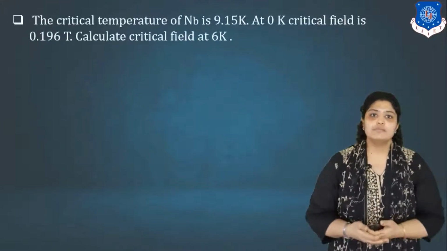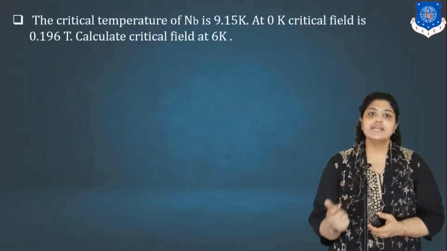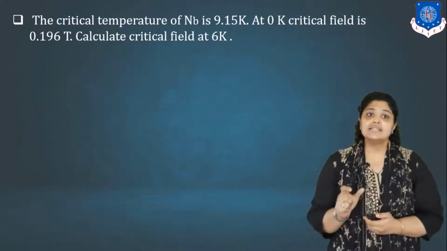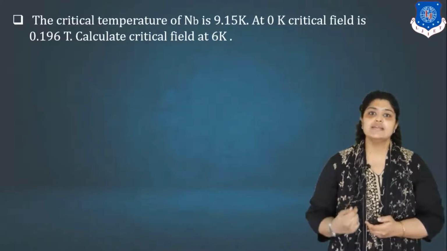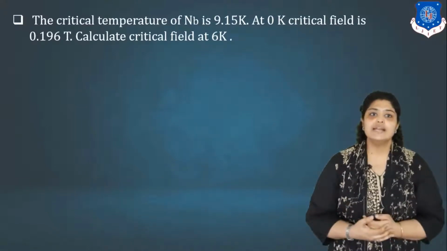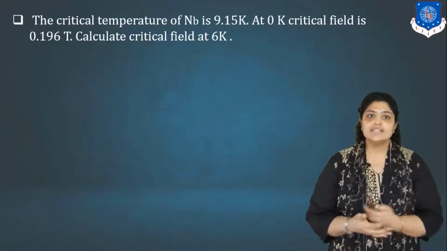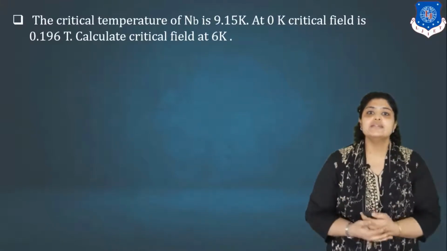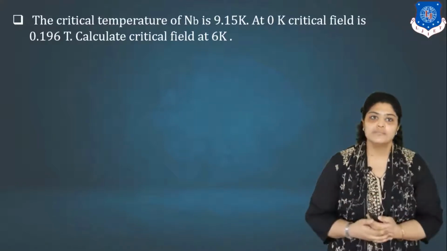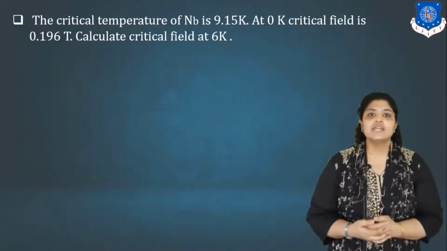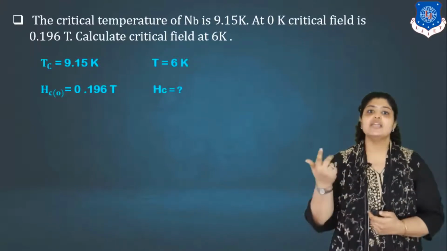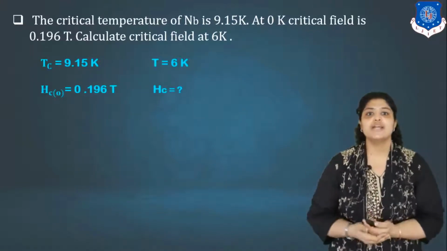Moving on to another type of numerical. Here, the critical temperature of niobium is 9.15 Kelvin. At 0 Kelvin, the critical field is 0.196 Tesla. You have to find the critical field at 6 Kelvin. So Tc is given. What is the critical field at 0 Kelvin? It is denoted as Hc0. Also a value of T is given. So according to the question, we have Tc, we have T, we have Hc0, and we have to find Hc.